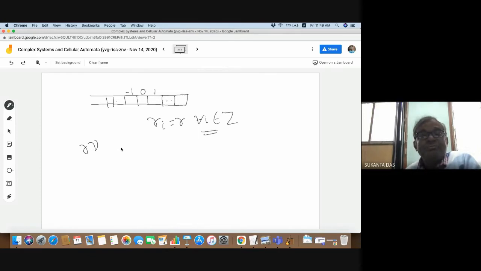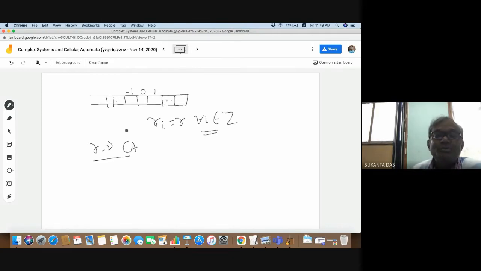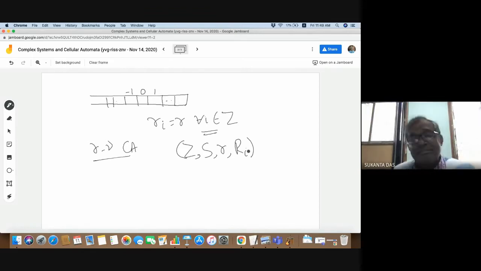Then the CA is called r-NUCA, the third one. So in case of r-NUCA, we write it in this fashion: Z, then S, then only R, then Ri. This is for r-NUCA, when R is the same for all the rules.